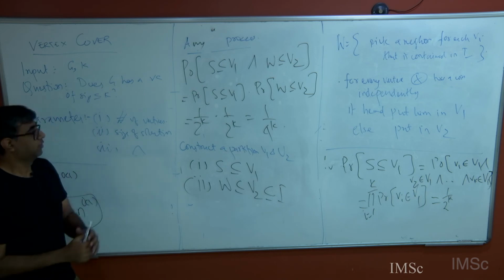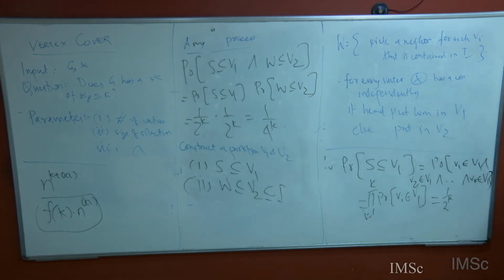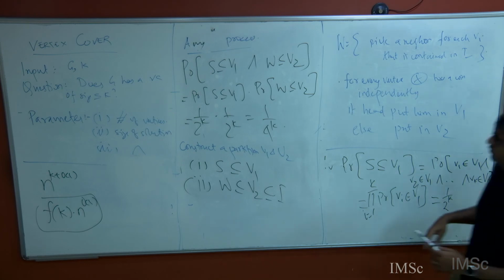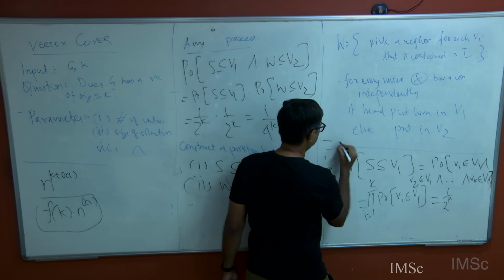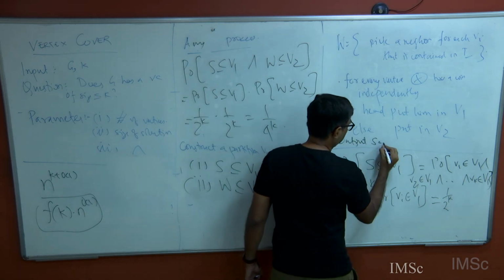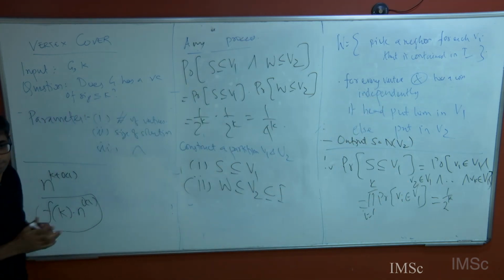So I designed a polynomial time algorithm whose success probability is 1 over 4 to the power k. And if I gave you this partition, you know how to find the vertex cover. You take V2, and N of V2 is your vertex cover, done. So my algorithm constructs such a partition and then outputs S equal to N of V2. That's my algorithm. That's all that it does.